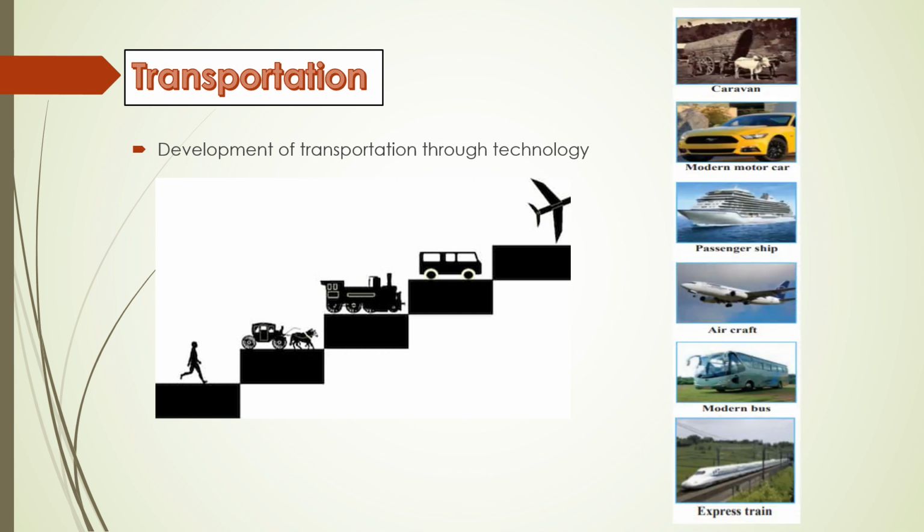So in the picture you can see, earlier they used caravan, modern motor car, passenger ship, aircraft, modern bus, and nowadays express train. So these are the changes in terms of technology in the field of transportation.